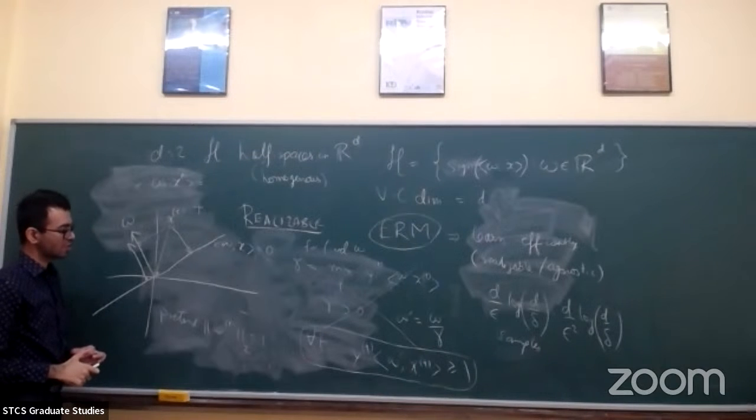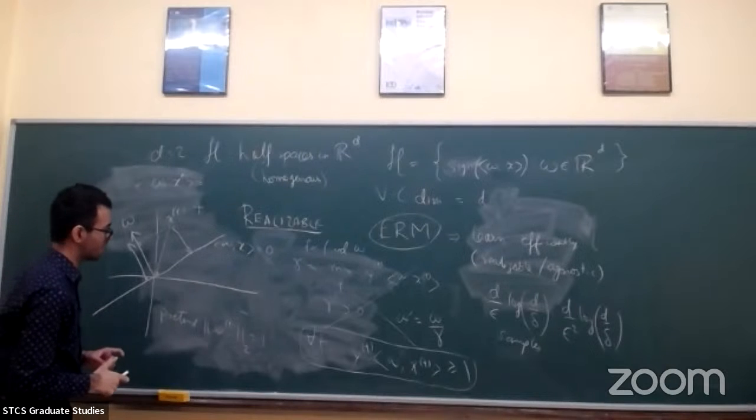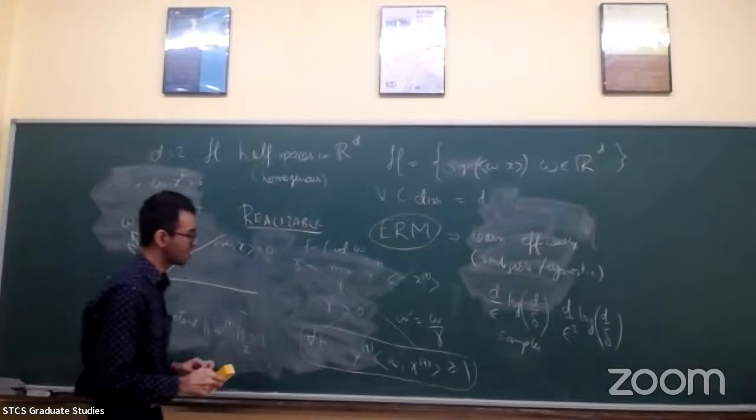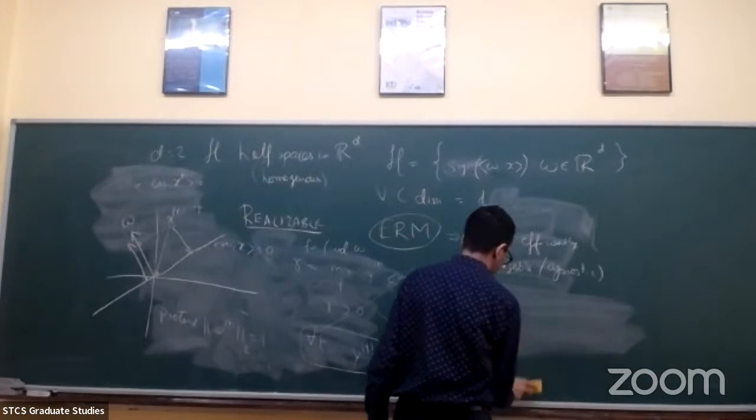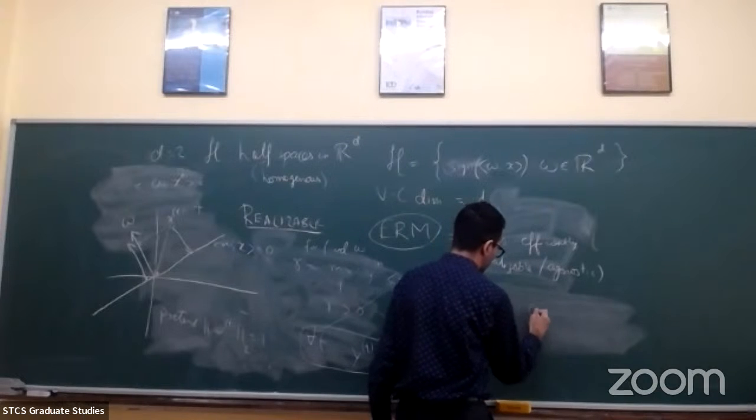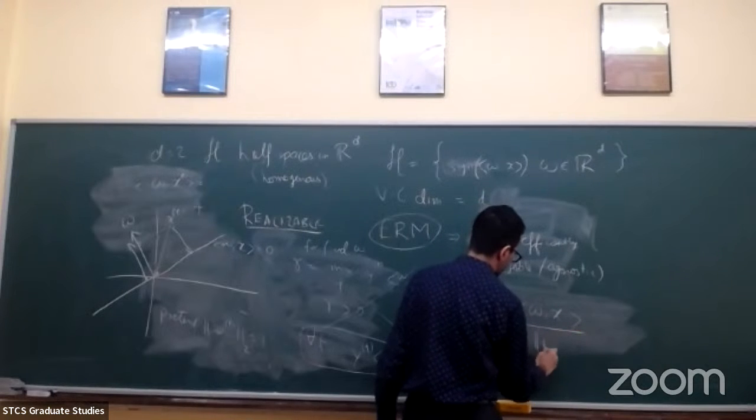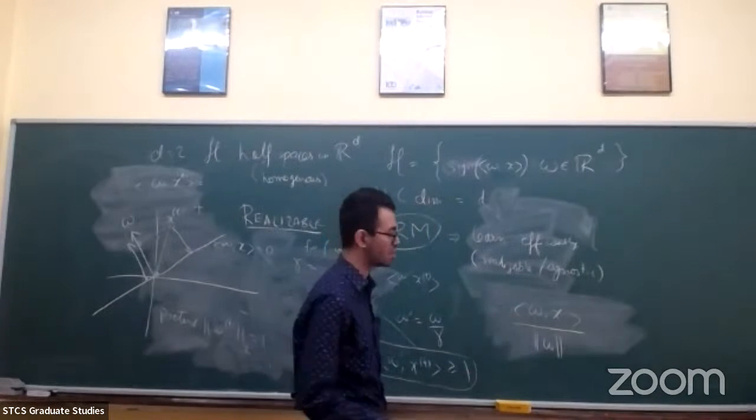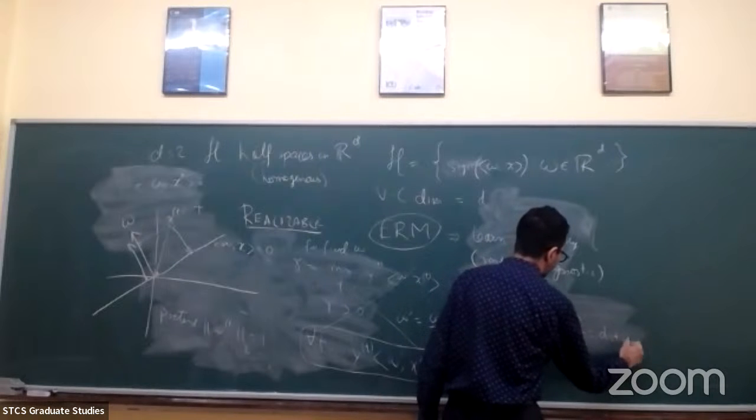So in general, what I'm trying to say, maybe now I write it formally: the quantity W inner product X divided by the norm of X times the norm of W is the distance of X from the hyperplane.